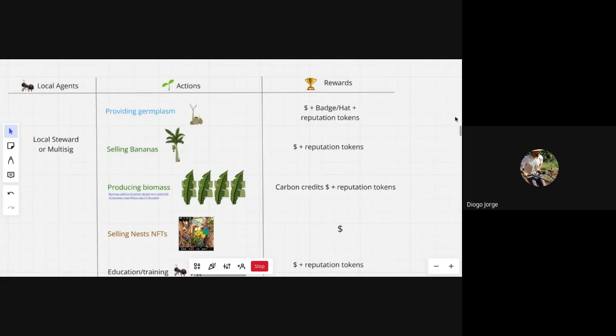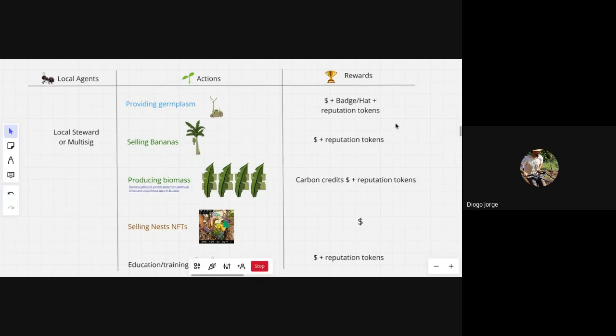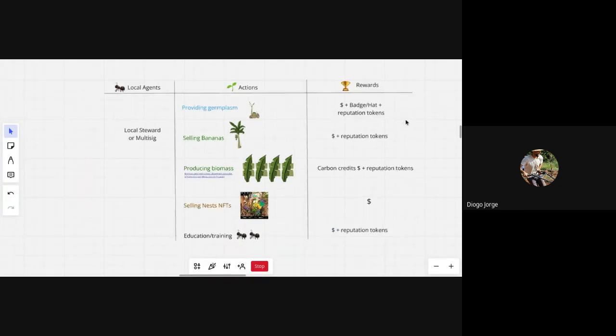So we are, again, taking the banana as the example because it's the first fruit that we'll be harvesting, but a lot of this is the same framework for any species. So like avocado, the local steward is the agent, and it can provide seeds or germplasm. It can sell the products, the fruits. It can produce biomass or carbon, have a revenue or reward from this.